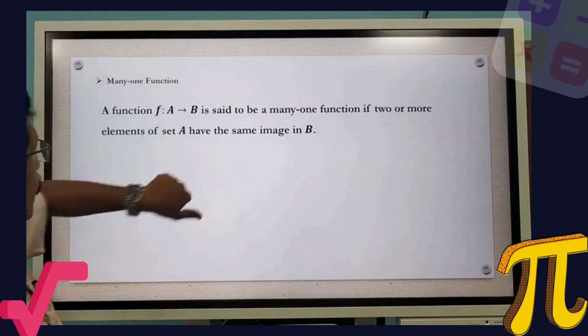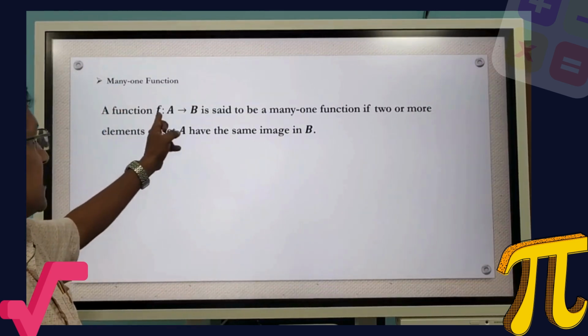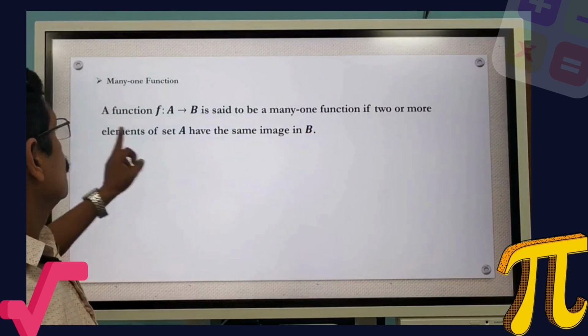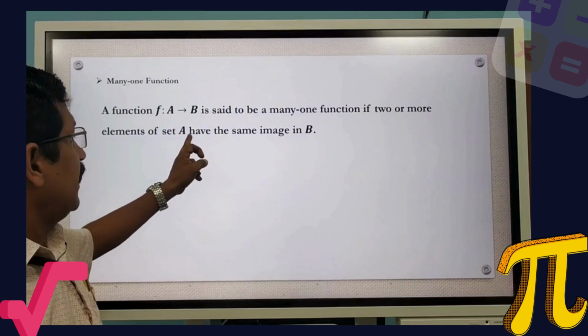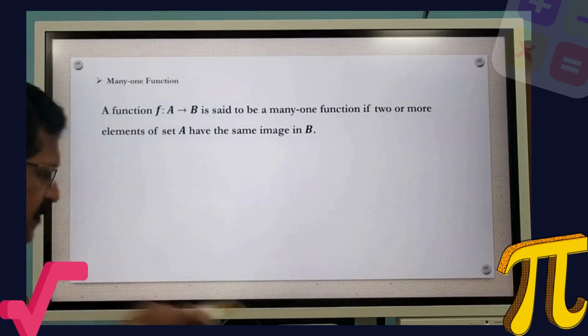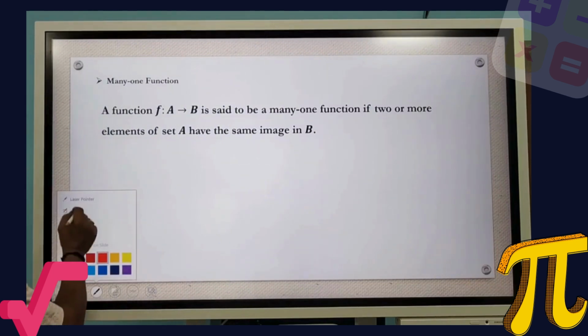Now the next is a many-one function. A function f from A to B is said to be a many-one function if two or more elements of set A have the same image in B. Let us draw the arrow diagram.